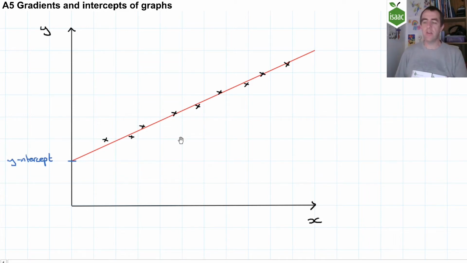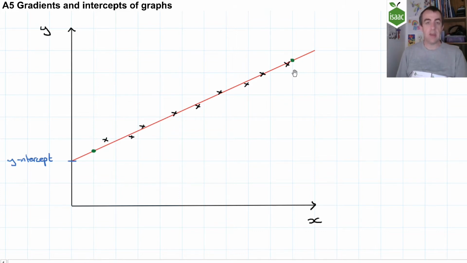The gradient of the graph is sometimes called the slope. It is sometimes simplified as rise over run. When calculating a gradient, you start by choosing 2 points on the line, but these do not correspond to 2 points of the data that has been plotted.